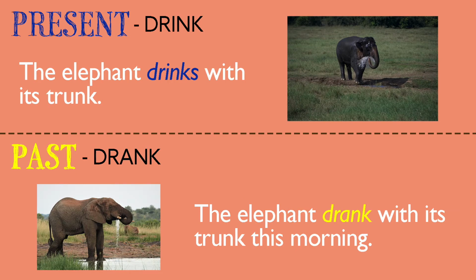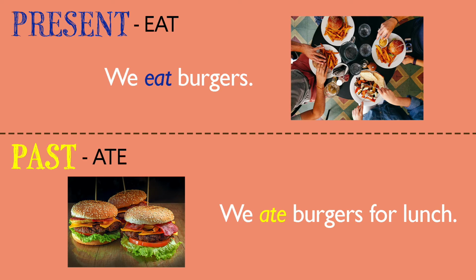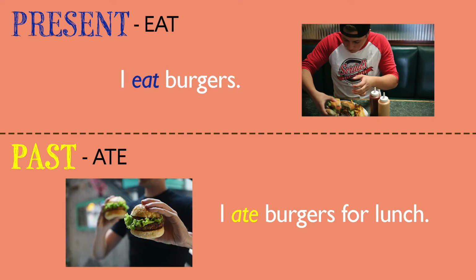Drink. The elephant drinks with its trunk. Drank. The elephant drank with its trunk this morning. Drink. I drink water. Drank. I drank water earlier. Eat. We eat burgers. Ate. We ate burgers for lunch. Eat. I eat burgers. Ate. I ate burgers for lunch.